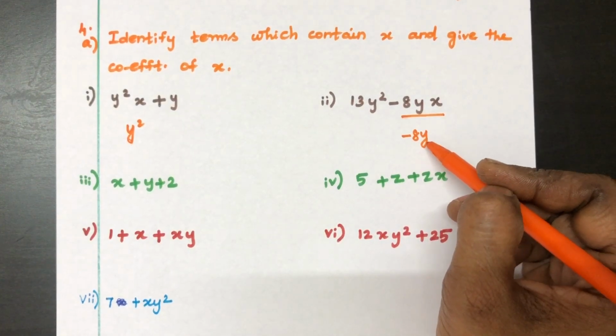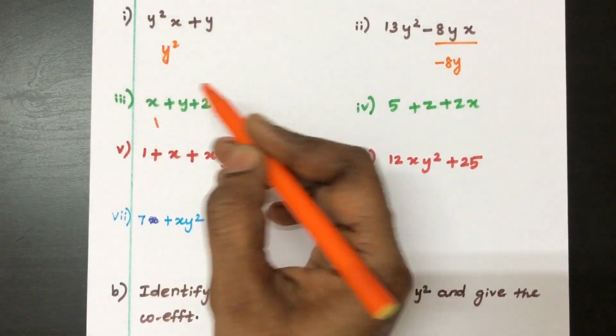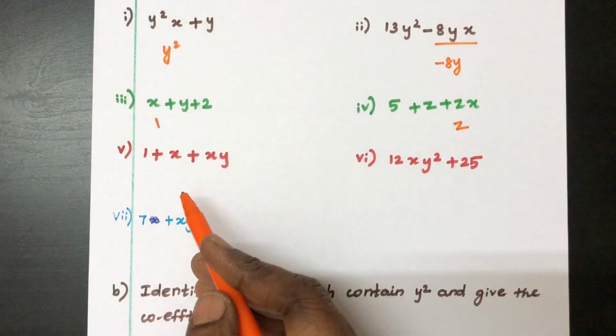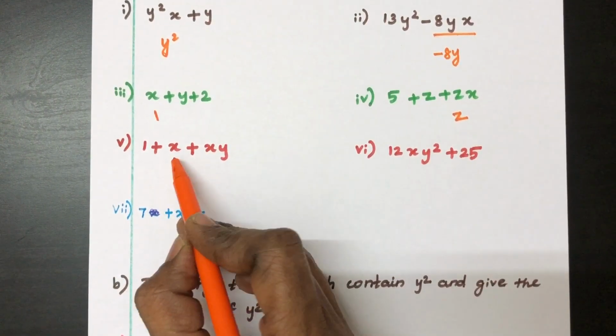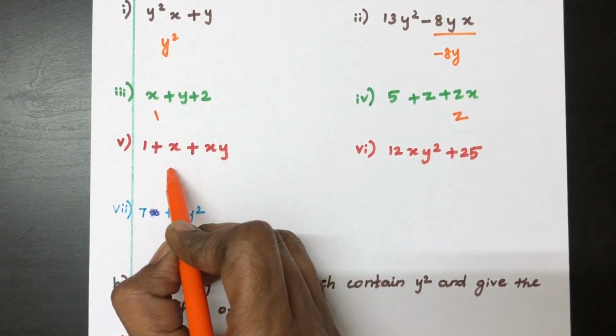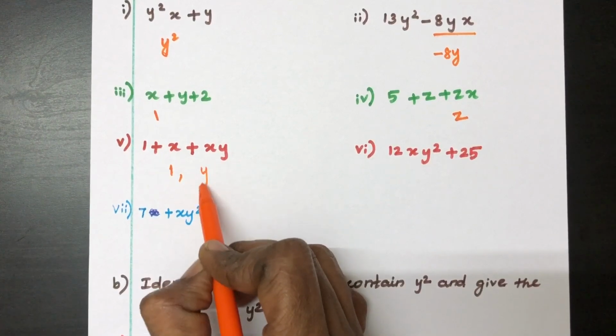That is called a coefficient of x. Here the coefficient of x is 1. Here the coefficient of x is z. Here the coefficient of x... See, two terms contain x. So, the second term coefficient is 1 and the third term coefficient of x is y.